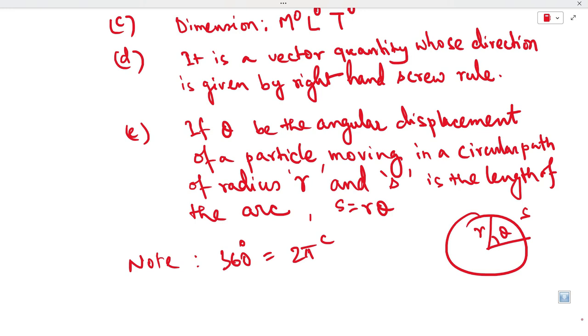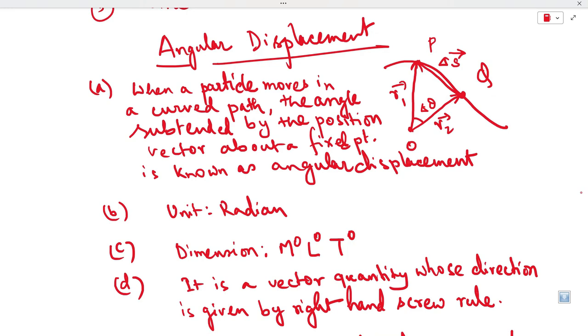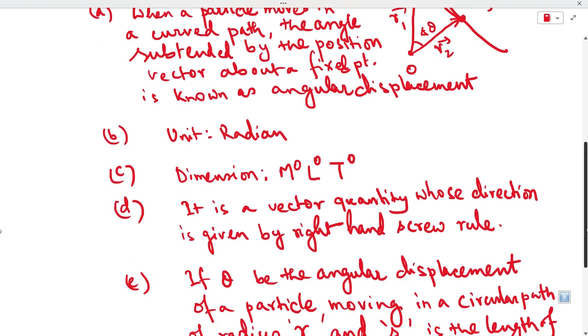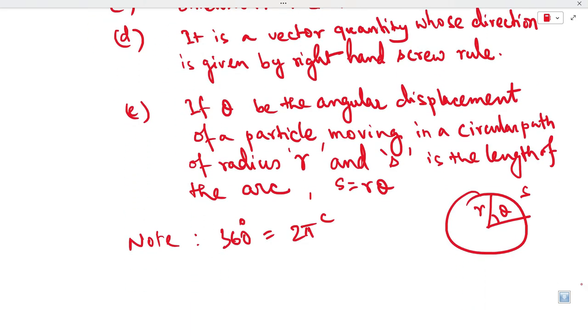Now let us start with angular velocity. So here, what is the angular displacement? When a particle is moving in a curved path, the angle subtended by the position vector about a fixed point is my angular displacement. So delta theta is the angle subtended by the position vector. It has units of radian.